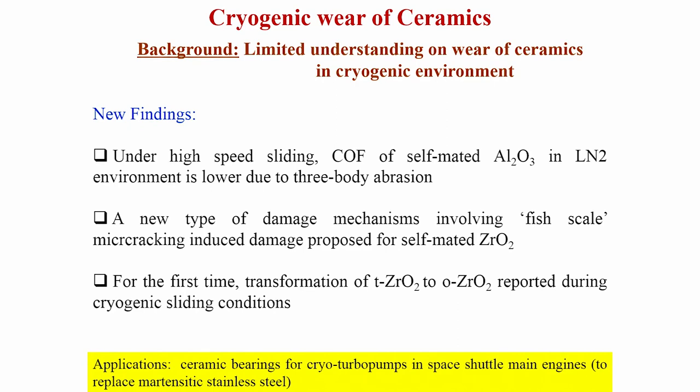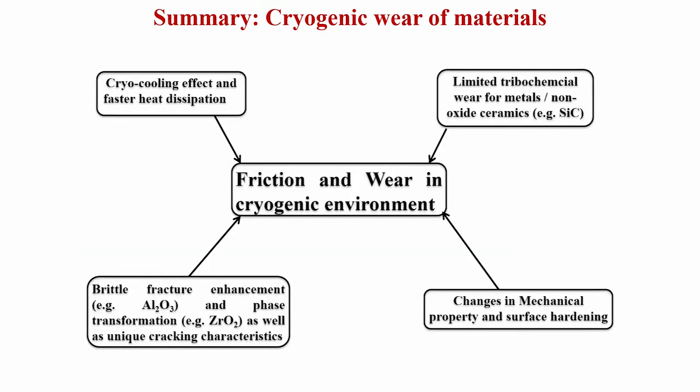And then the new findings: under high speed sliding conditions, the coefficient of friction of self-mated alumina in liquid nitrogen is lower due to three body abrasion. And for the first time we have reported, I think it was in the American Ceramic Society journal, that tetragonal zirconia to orthorhombic zirconia phase transformation can take place under cryogenic sliding conditions. And if you remember correctly, one of the intriguing observations was the fish-scale microcracking pattern which was observed for self-mated zirconia. So, this is the summary of the cryogenic wear of materials.